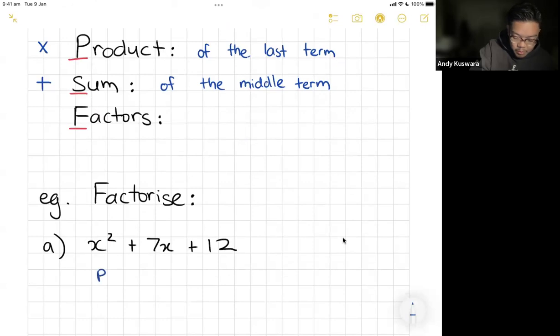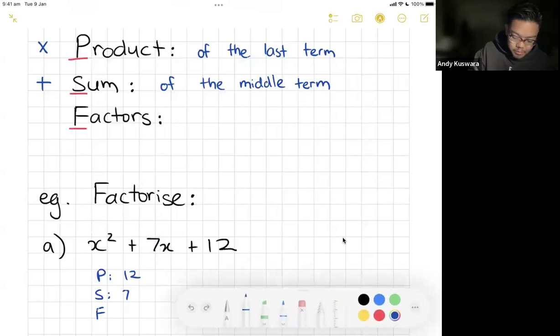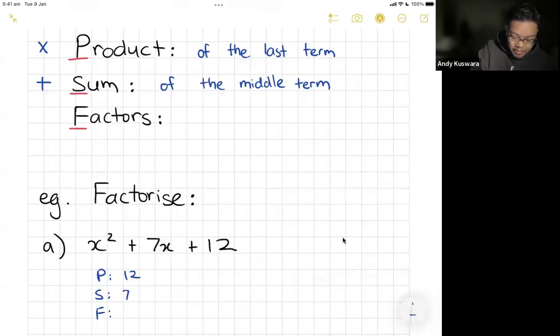So just for the first couple, I'm going to do my working out so you can see what I'm talking about. Product is of the last term. So my last term here is 12. My sum is of the middle term, which is, in this case, 7 because there's my middle term there. Now, if I'm talking about my factors, I'm talking about two numbers that will multiply or product to give me 12 and sum to give me 7.